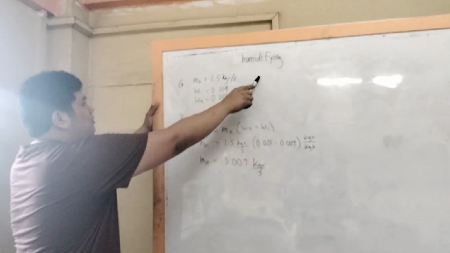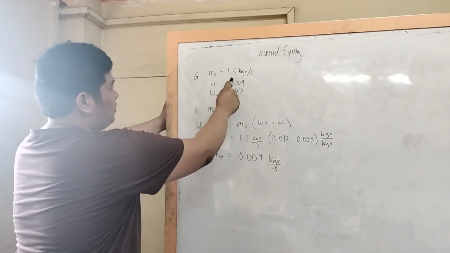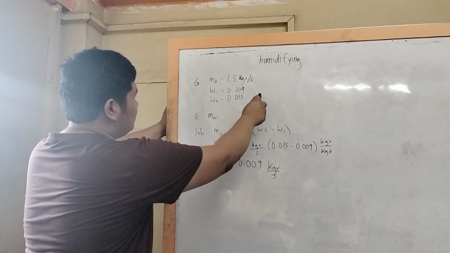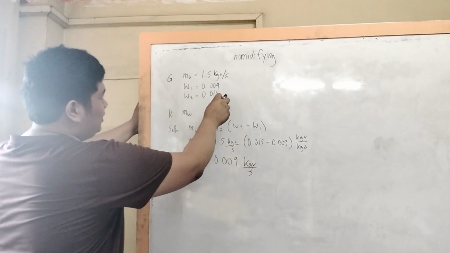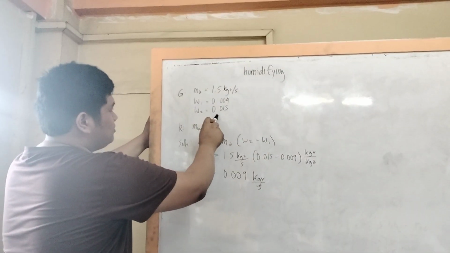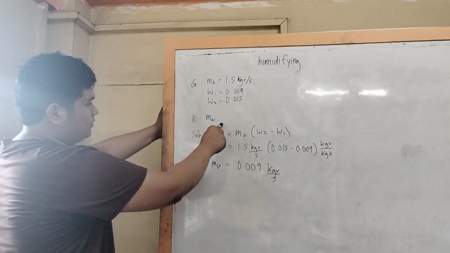Solve humidifying problems. Given is mass of air, mA, equals 1.5 kilogram of air per second. Humidity ratio 1 is equal to 0.09. Humidity ratio 2 is equal to 0.015. The required is the mass of water vapor.